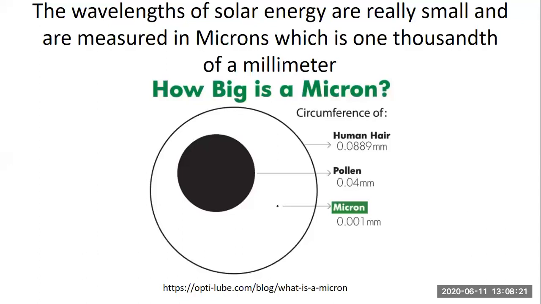We can talk about that in terms of numbers, but to give you a better visual, if we expanded the circumference of a human hair to the size of that outside circle, a pollen grain would be about the size of that dark circle, and a micron would still only be the size of that little dot that you see. Microns are really, really tiny. And so these wavelengths that we're talking about are also really, really tiny.